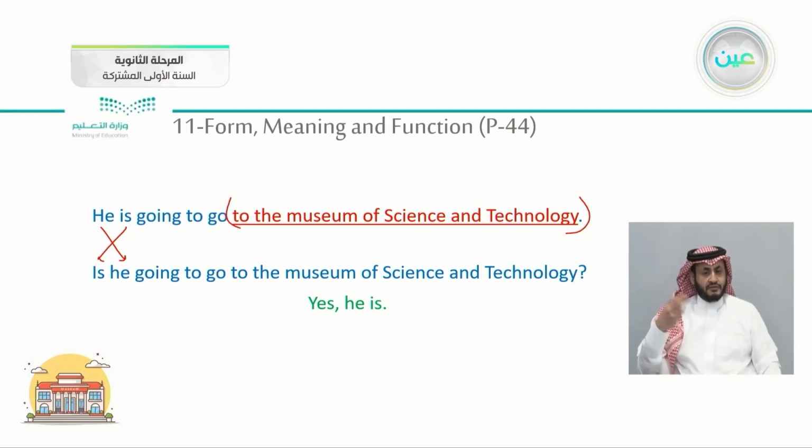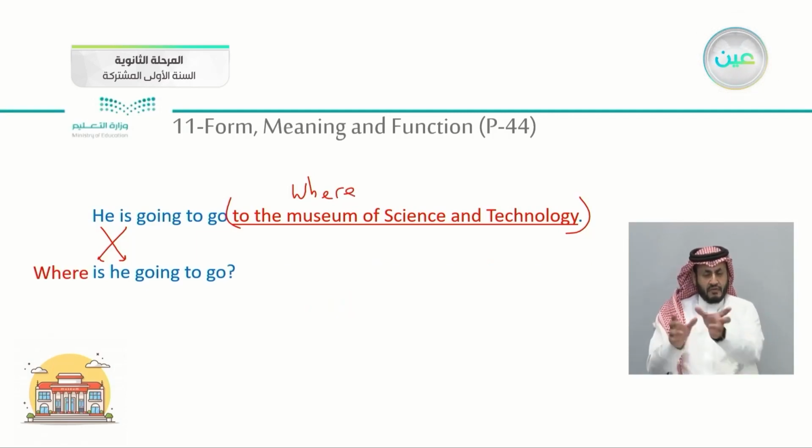What will we use? The WH question word is where, place. So, where is he going to go? He's going to go to the Museum of Science and Technology.